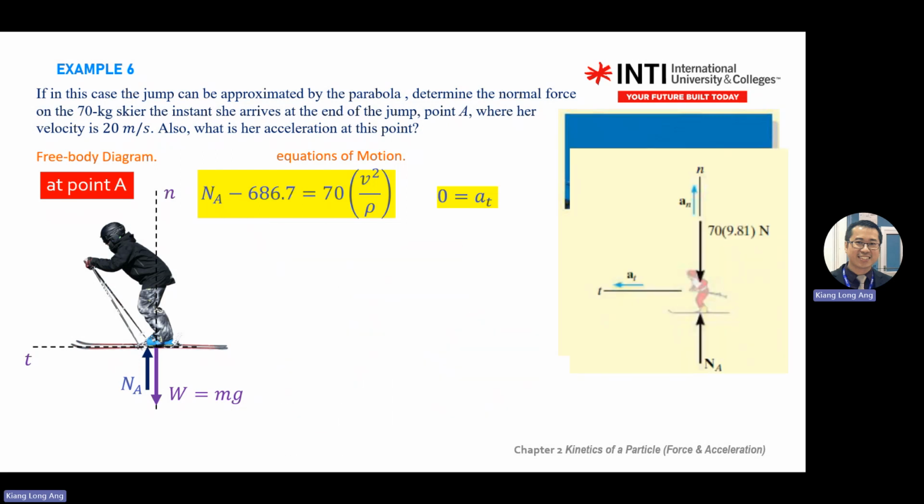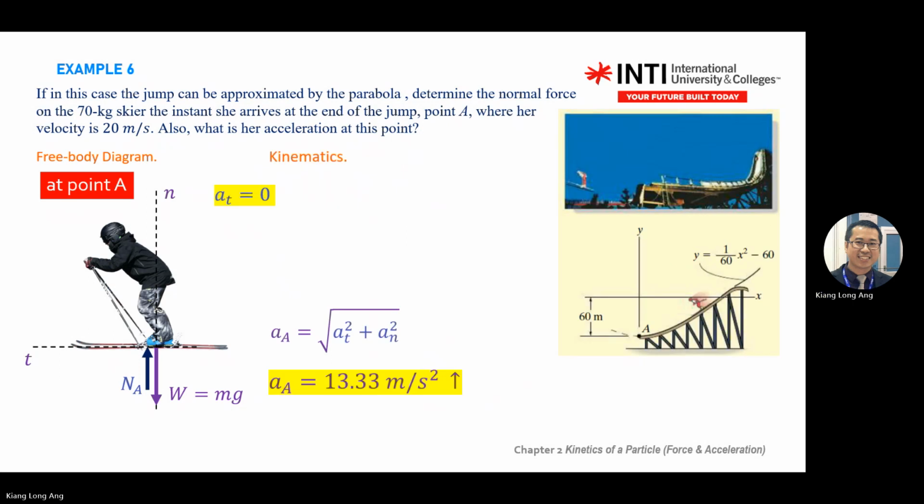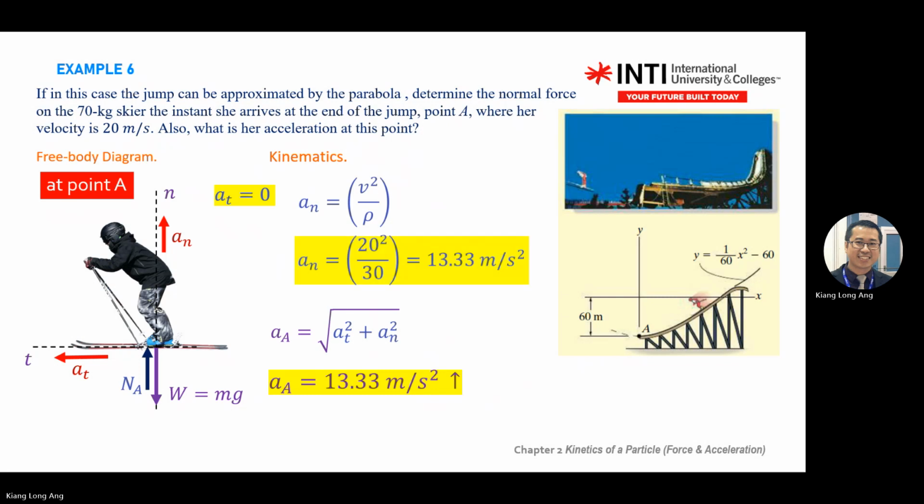So substitute back into the equation. This is the diagram. So 30, you do substitution and you find what is your AN. Once you have your AN, you go to your kinetic diagram. You can find your acceleration in the normal direction. Then you find the resultant: square root of AN square plus AT square. You find it is 13.3 meters per second square.